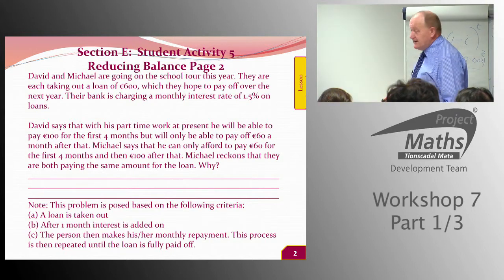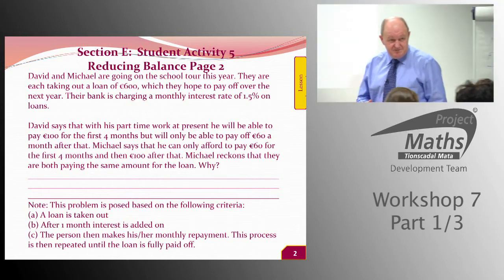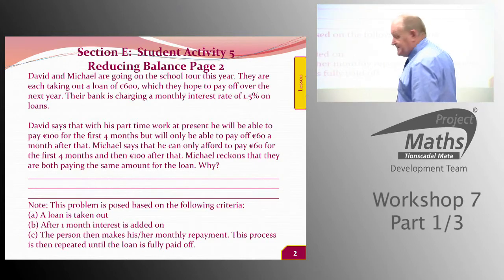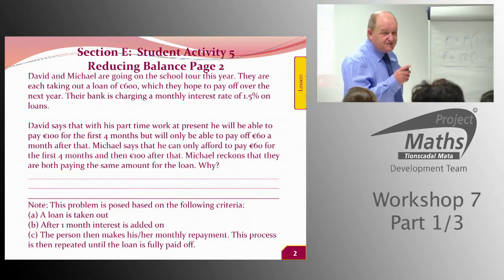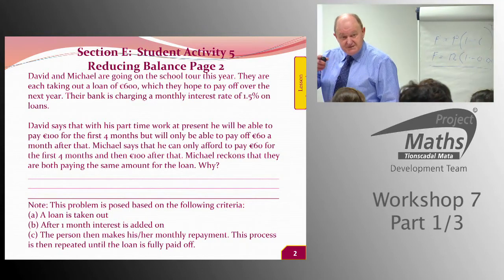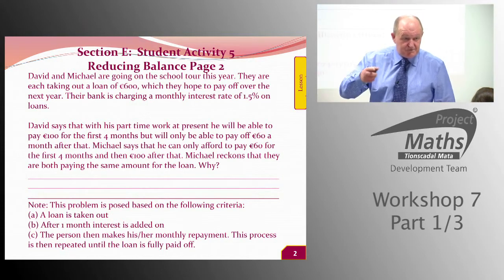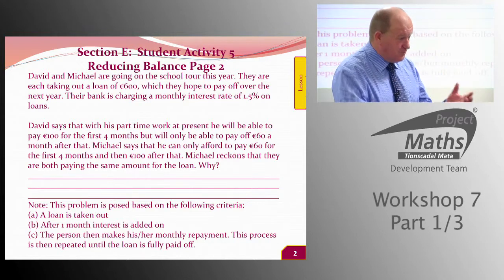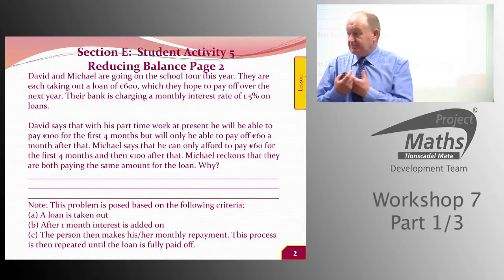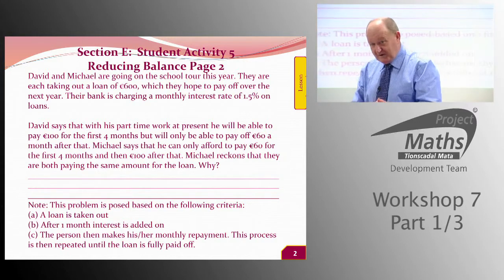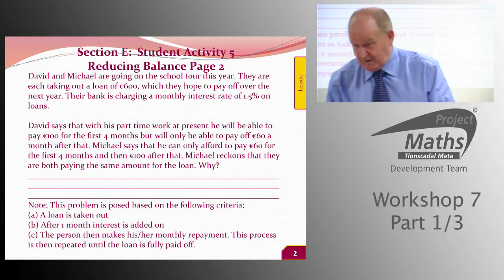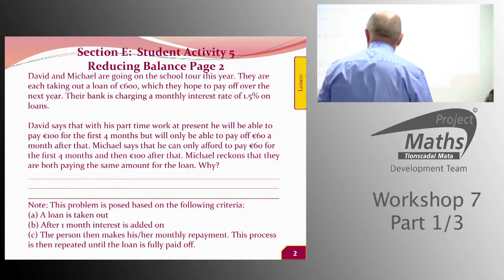But David said that he had part-time work at the present moment in time and he could pay off €100 each month for the first 4 months. That's what David said. But Michael said, hold on, I have no part-time job. I can only pay off €60 for the first initial time. But at the end, I might get a part-time job coming up near Christmas and I'll be able to pay off €100. So you have different payment schedules. And this is very important in all of this. What we're trying to do is make the students financially aware. One of the learning outcomes in the syllabus is trying to make them statistically aware as well. But we need to make them financially aware as well.